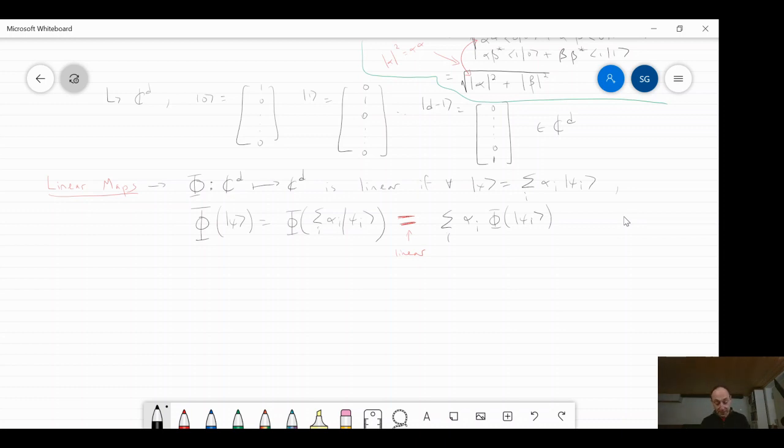Quantum mechanics is going to be based on linear maps. And more generally, the set of linear maps from some space X to Y is denoted this way: I'll put a squiggly L, X to Y.